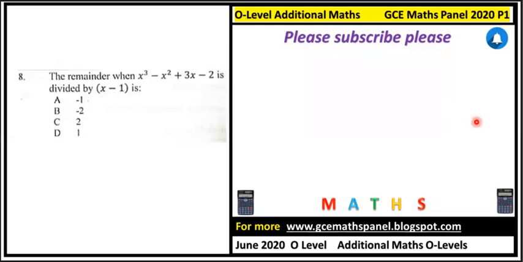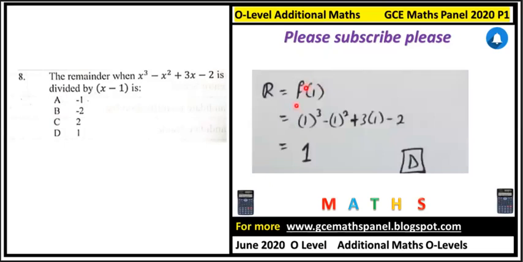Question 8. The remainder when x to the power 3 minus x squared plus 3x minus 2 is divided by x minus 1 is, so the remainder can be obtained through long division, but I advise to use the shortest method, which is equate x minus 1 to 0, solve for x, which gives you x equals 1, and look for f of 1. So the remainder is given by f of 1, and that f of 1 will give us 1. So our key is D.